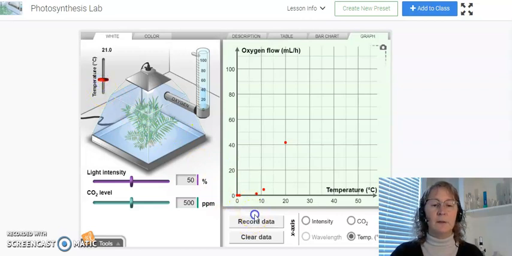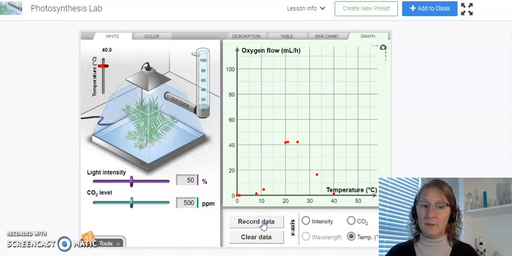Raise it up a little more. Make sure you hit record data. Continue up. So on and so forth. Now remember, this is your experiment. You determine how you're going to do this.